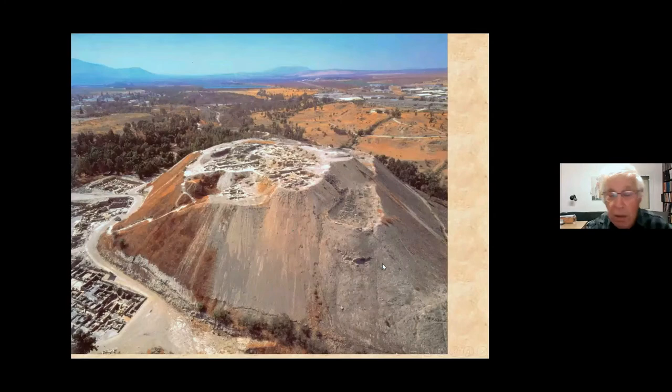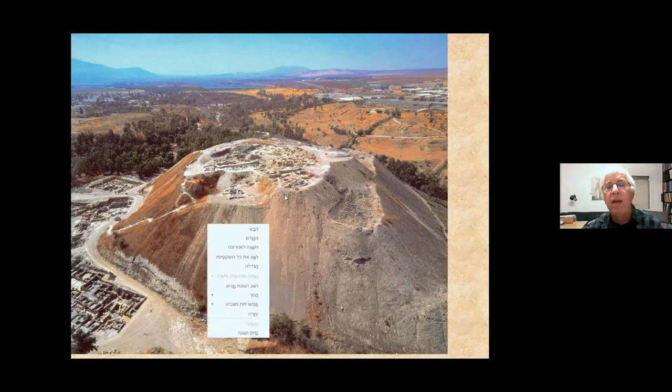Tel Beth Shean, a high, very steep mount overlooking the valley. You can see here on the left the Roman city, Scythopolis, the Roman city that was excavated by the Israel Antiquities Authority and the Hebrew University. And up here on the mound, you can see remains of the biblical city of Beth Shean. In fact, this mound hides about 20 levels, strata.